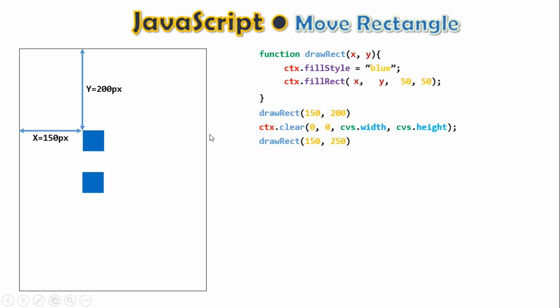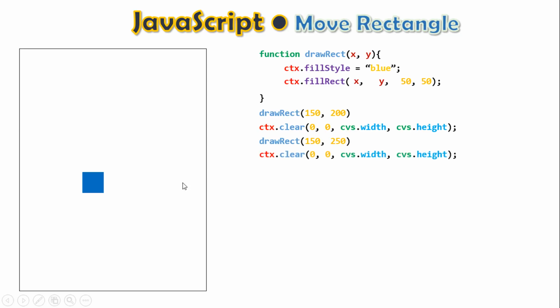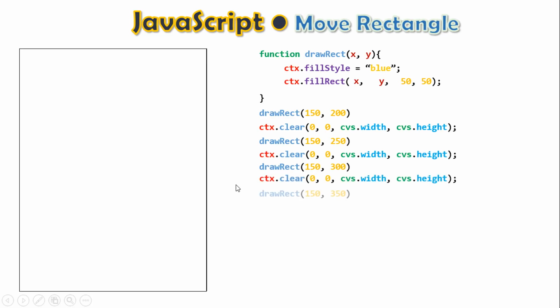So this line of code will clear the canvas, which means take off the old rectangle. Then we will draw the new rectangle in the new position. Again, we will need to clear the canvas, then draw the rectangle in the new position, and so on. So as you can see here, we can put this inside a function as we are using the same lines of code again and again.